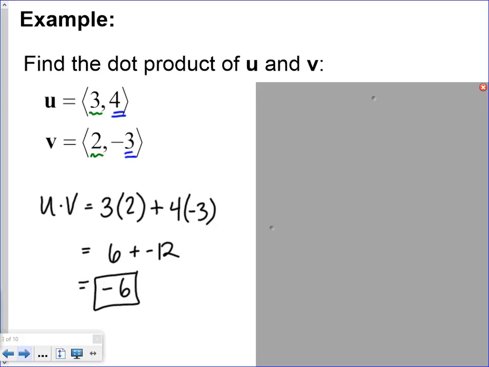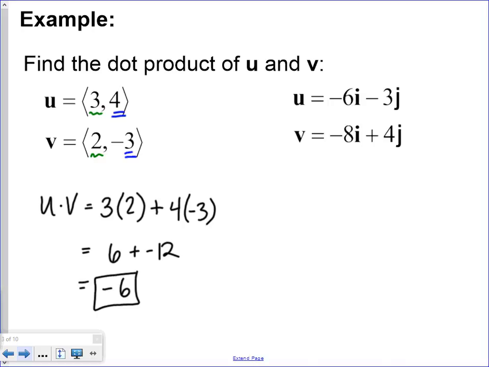Again, pay attention to your solution. Negative 6 is the dot product. That is a number. That is not a vector. I'll give another one for you to try. See if you can find the dot product given the linear combinations of u and v. So u is -6i minus 3j, and v is -8i plus 4j.